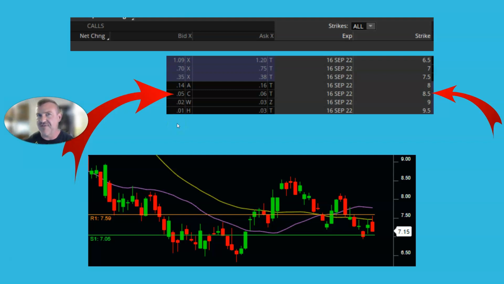Now, maybe you don't think that's very exciting. Well, if you're making zero in the stock market right now, is making $5 more exciting than making zero? You be the judge of that. For me, it would be more exciting.